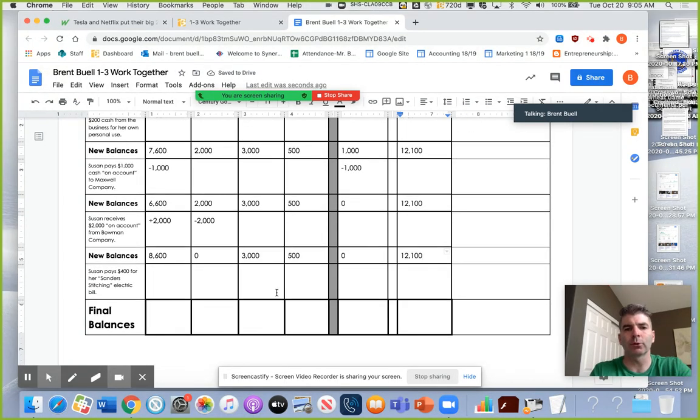So that's why they call it accounts receivable or accounts payable. That means either someone owes you money or you owe them money. All right, and then the last one. This is a new one.